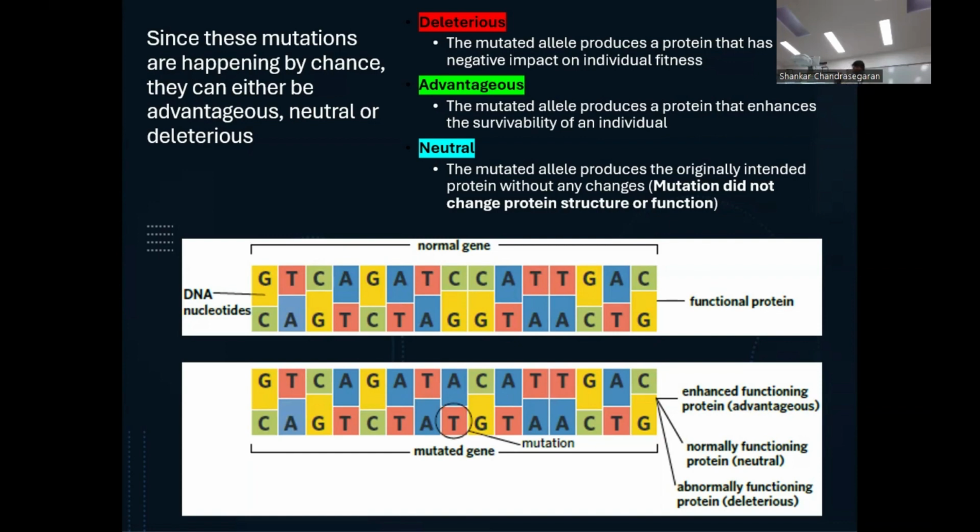So essentially, like I said, enhanced functioning protein can be considered as advantageous. Normal functioning protein produced can be considered as neutral. And if it is abnormally functioning protein, basically not doing what it's supposed to do or losing its function altogether, that is considered as deleterious mutation. These are the three versions that mutations can take form as. There are different types of mutation that can cause these three things to occur. We're going to also look at that in a bit.